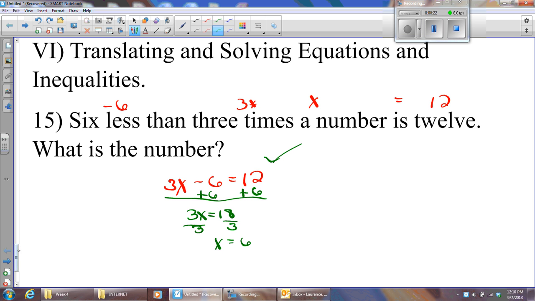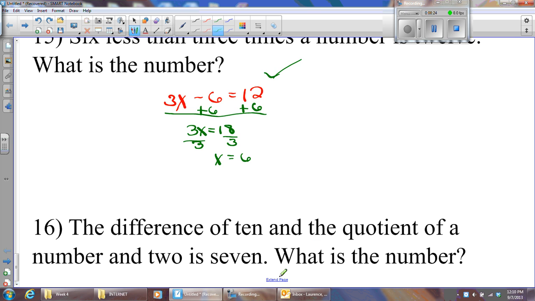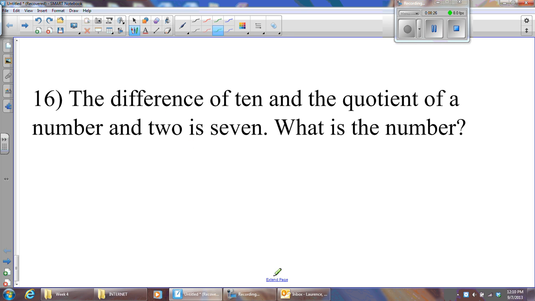All right, one last problem, and then that's the end of the review video. The difference, I'm going to be subtracting 10, that's the first number, 10 minus the quotient, there's division going on, of a number, and 2 is 7. There's my equation right there. So I've got 10 minus x over 2 equals 7.